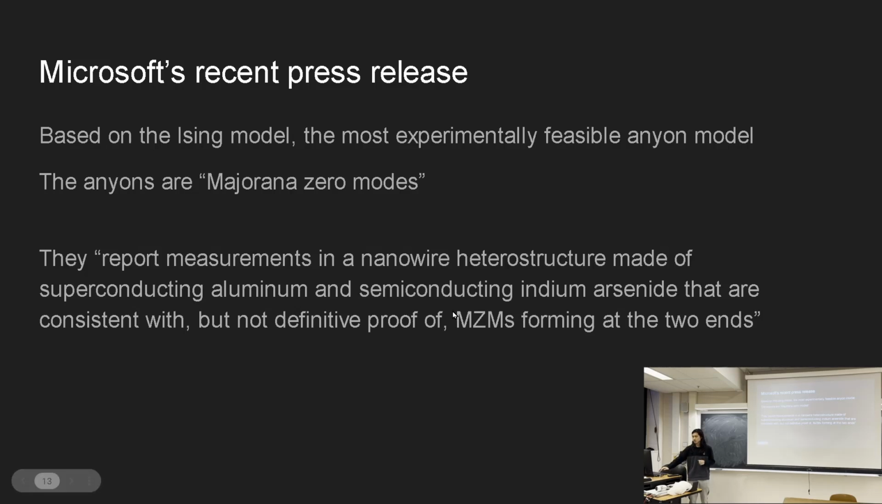So how it's physically done is using nanowires, and they found that their measurements were consistent with, but not definitive proof of, MZM. So overall, topological quantum computing is still a ways away because we still have not experimentally realized non-abelian anyons.